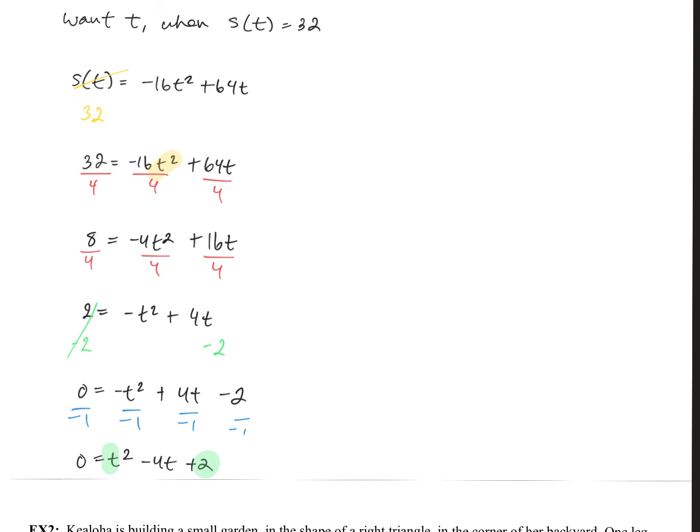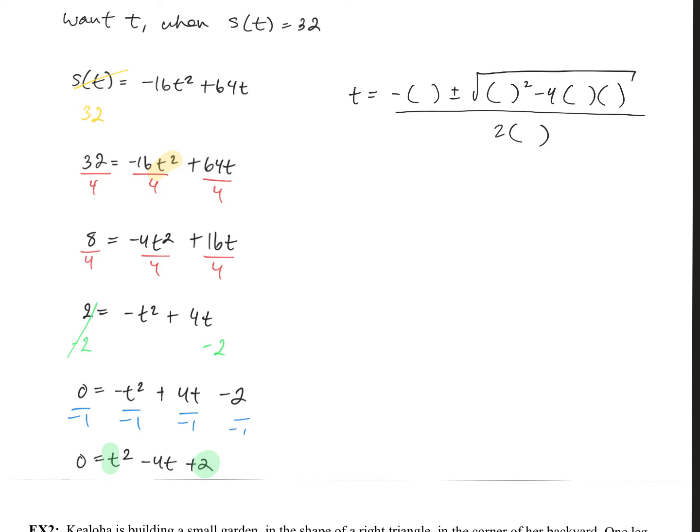So let's go ahead and do the quadratic formula. I know that t is going to equal negative b plus or minus the square root of b squared minus 4ac, all over 2a. I just need to figure out what a, b, and c are. My a value is going to be by the t squared, which is just a 1. My b value is what's by t, so that'll be negative 4. And my c value is just a number, so that's 2. So let's go ahead and plug those in.